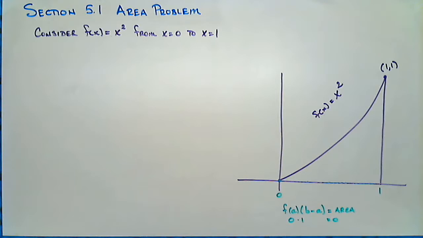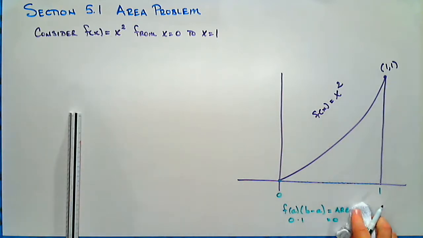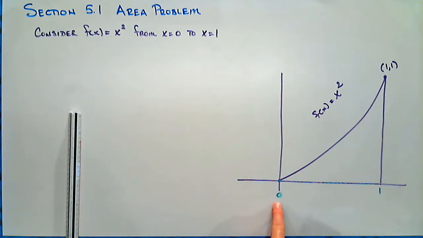Now, the other option we chose with one rectangle was not to start with f of a. We didn't choose that. We said, well, we could start with the left-hand side. The other option was we could start with the right-hand side.